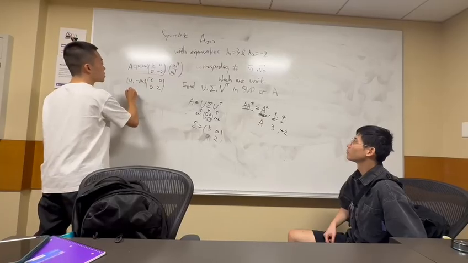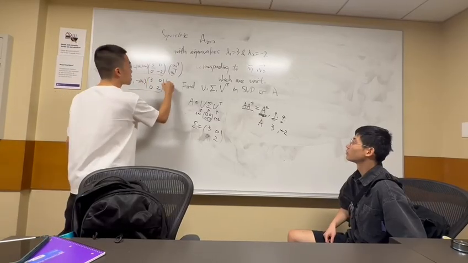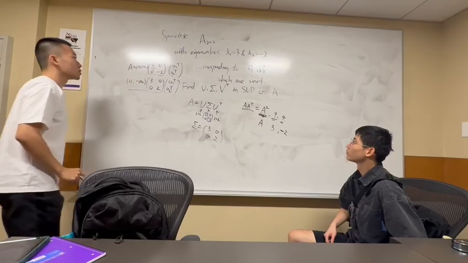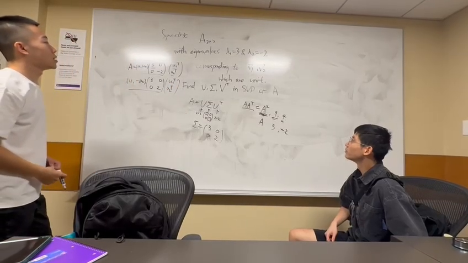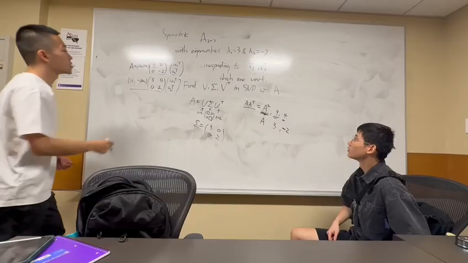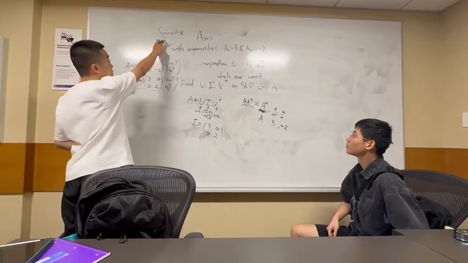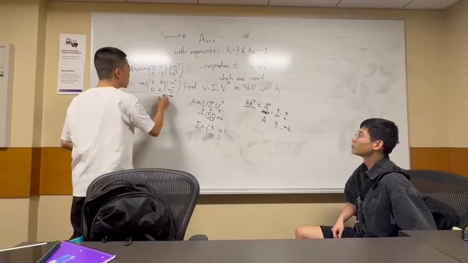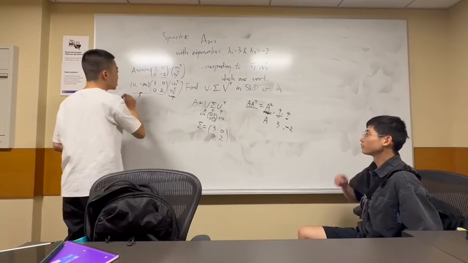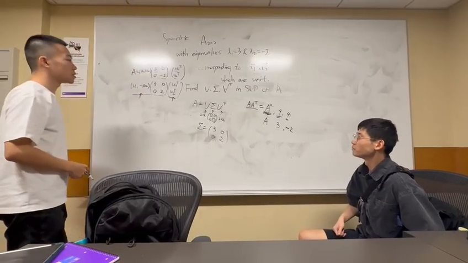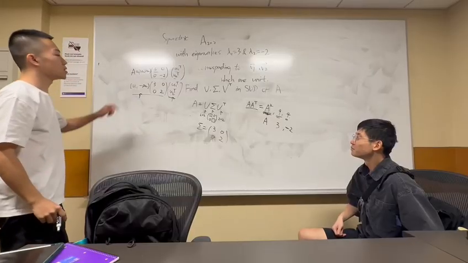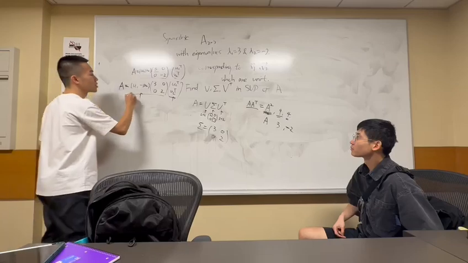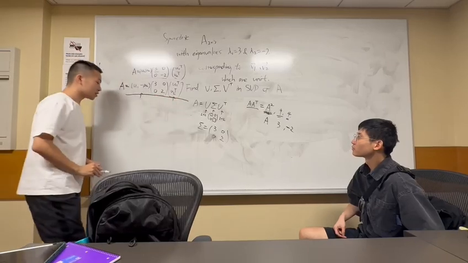This part equals this part, which is obvious. And because U1 and U2 are the eigenvectors of this symmetric matrix A, this is orthogonal. This is also orthogonal, which aligns with the definition of singular value decomposition. So this is the singular value decomposition that we want.